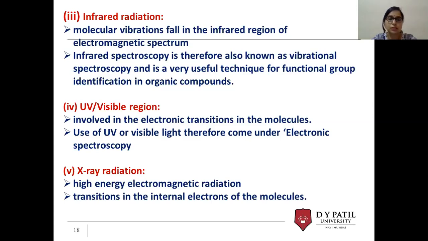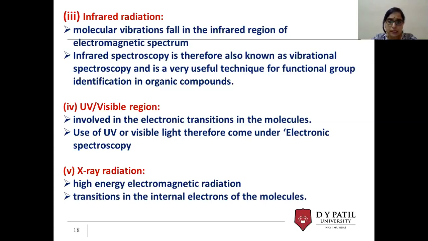All these transitions are nothing but electronic transitions taking place in chromophores. Chromophores are a very important part of UV visible spectroscopy. UV visible spectroscopy is most sensitive to colored compounds, especially those that have chromophoric molecules in them. Now, the UV visible region involves electronic transitions in molecules, so the use of UV or visible light therefore comes under electronic spectroscopy.